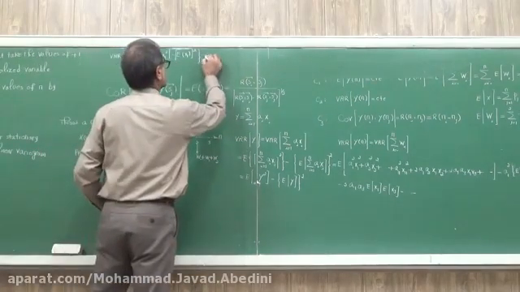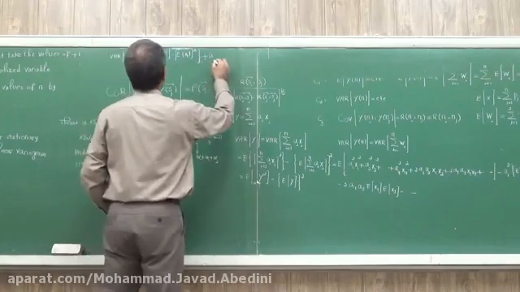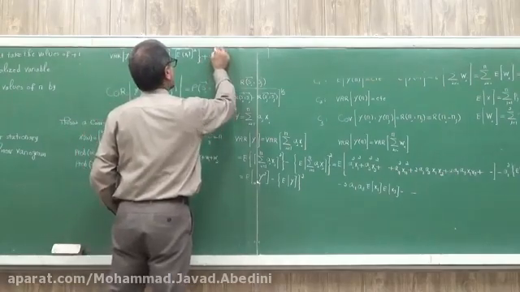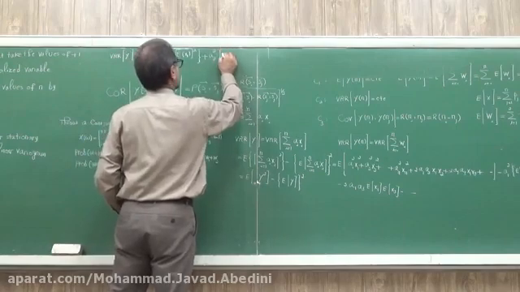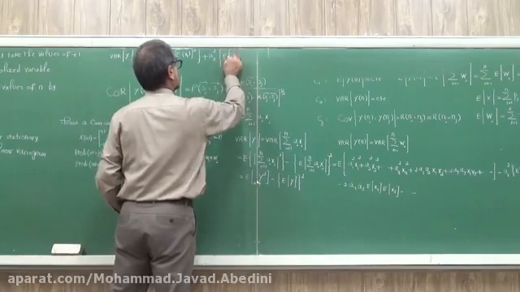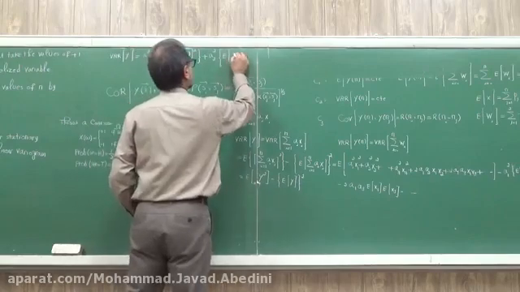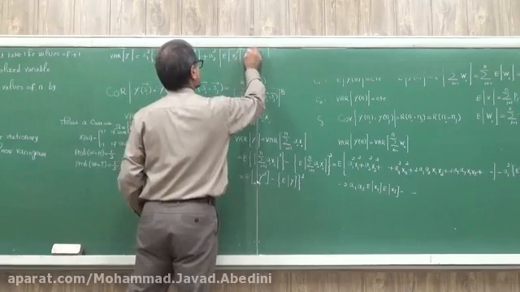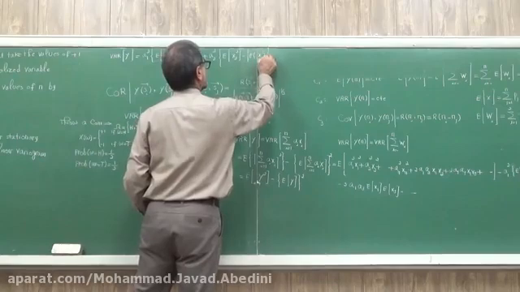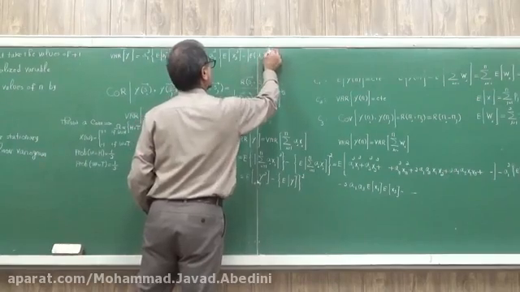Plus a2 to the power of 2 times the expected value of x2 to the power of 2 minus the expected value of x2 to the power of 2.